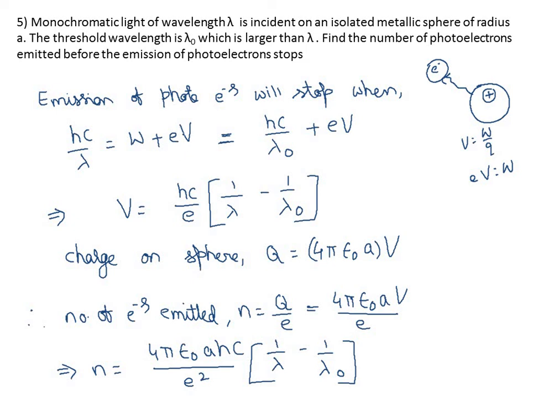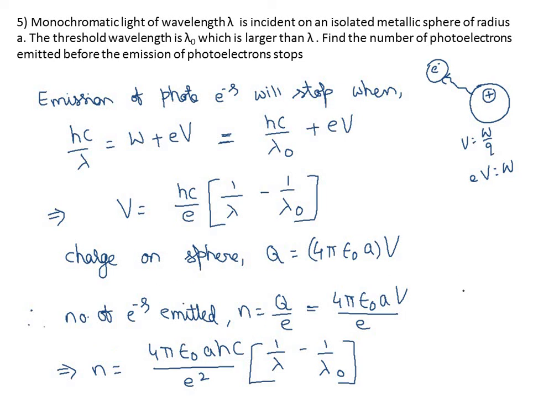That's what I am writing here, potential. So hc by lambda naught, which is nothing but the work function, plus eV. So from there, potential can be written as hc by e of 1 by lambda minus 1 by lambda naught. Now the charge on the sphere, it's isolated, right? What is the expression for the potential? 1 by 4 pi epsilon naught into Q by a. So from there, Q equal to 4 pi epsilon naught a into V, where a is the radius and potential is V.